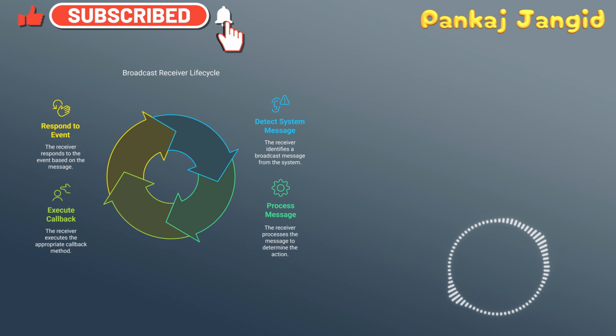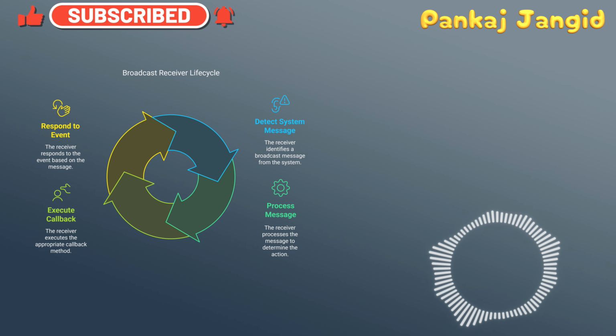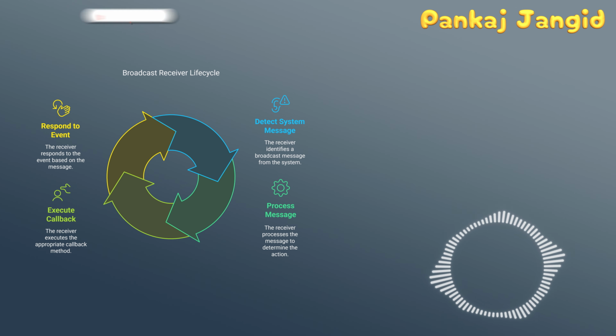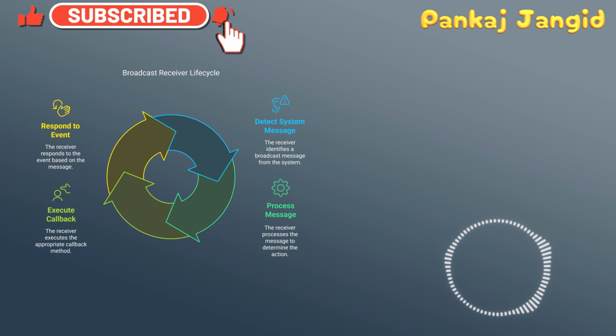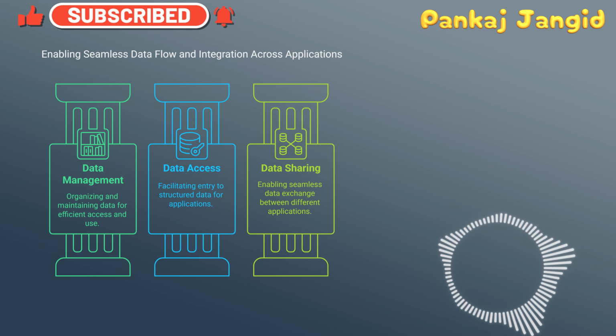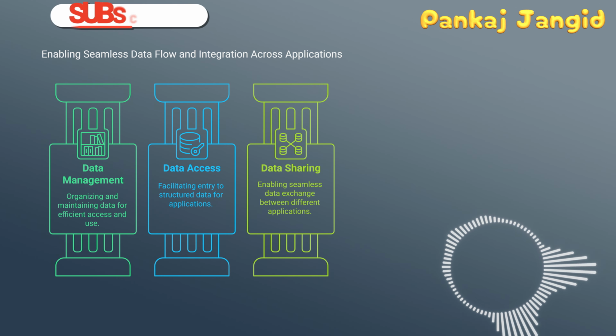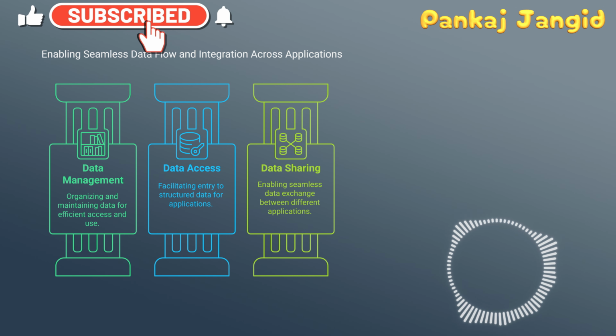Broadcast receivers. They listen for and respond to system or application-wide broadcast messages, such as when the battery is low or when the device completes booting. Content providers. They manage access to a structured set of data and enable data sharing between applications.